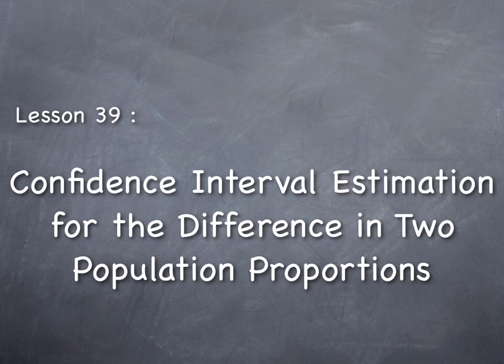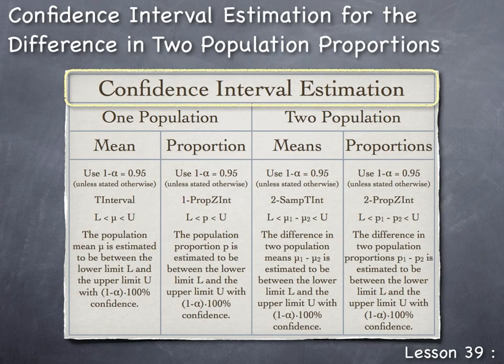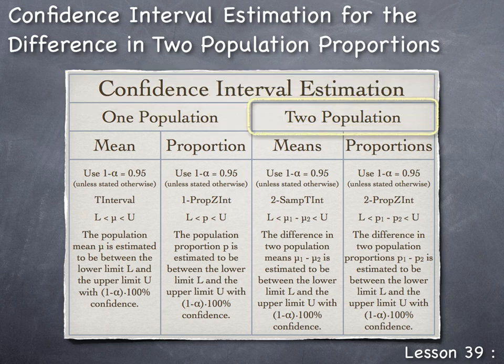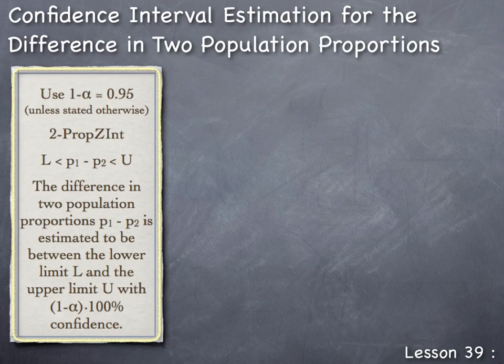Lesson 39, Confidence Interval Estimation for the difference in two population proportions. If we're interested in estimating how different two population proportions are, we'll conduct a confidence interval estimate to determine that, for the two population proportions that we want to estimate the difference between. To do that, we use the following to guide us through the construction of our confidence interval estimate.